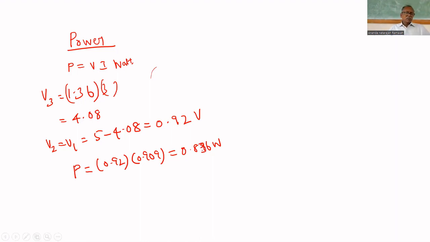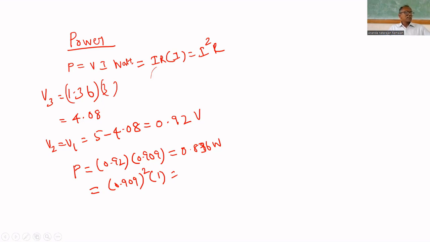But we did not have to find V, because this VI, by Ohm's law, we can modify. We want to write it in terms of I instead of V. V equal to what? IR. So V equal to IR multiplied by I equal to I square R. Already we know the resistance and we know the current. That way also we can find. Check whether you got the same answer. 0.909 whole square multiplied by the resistance, 1 ohm.